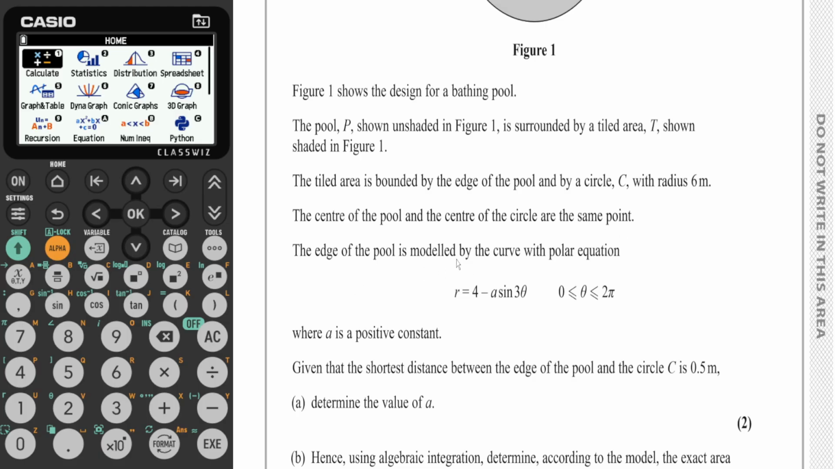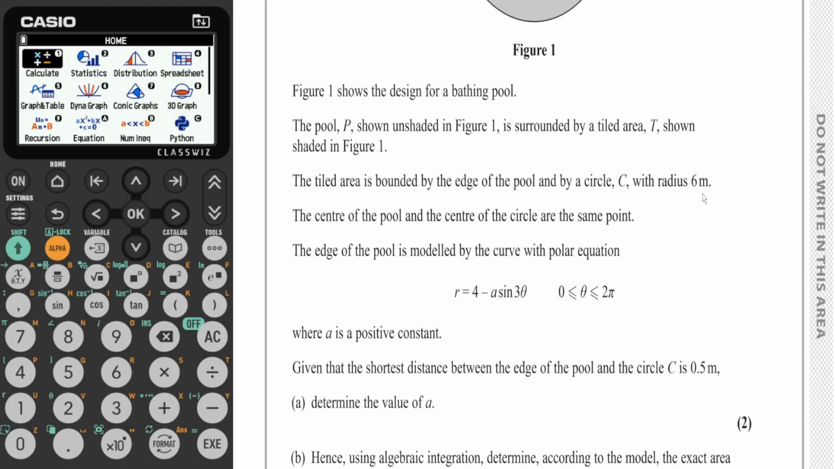The edge of the pool is modeled by the curve with polar equation r equals 4 subtract a times sine of 3 theta, where theta is in between 0 and 2 pi, and a is a positive constant. Given that the shortest distance between the edge of the pool and the circle C is 0.5 meters, part A, determine the value of a.